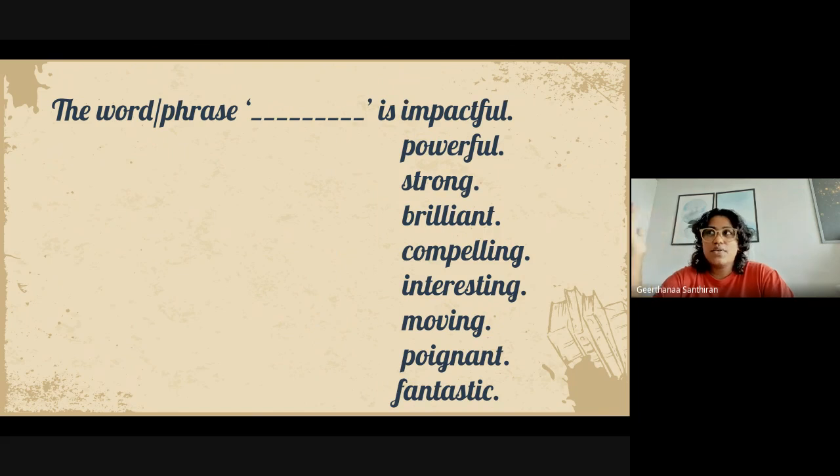So I tell them, okay, firstly, you just write down the word or phrase you've chosen, and you just use one of these adjectives. You can say the word, and then you can put your open and closed inverted commas to show that you've copied this from the text, from the paragraphs. Then just put down your phrase, and then you can say is impactful, is powerful, strong, brilliant, compelling, interesting. So you can memorize some adjectives. And then after that, you go on to explain why it's impactful and powerful and strong.